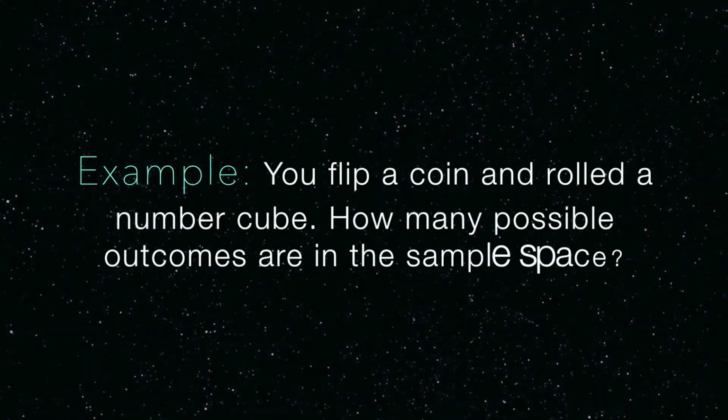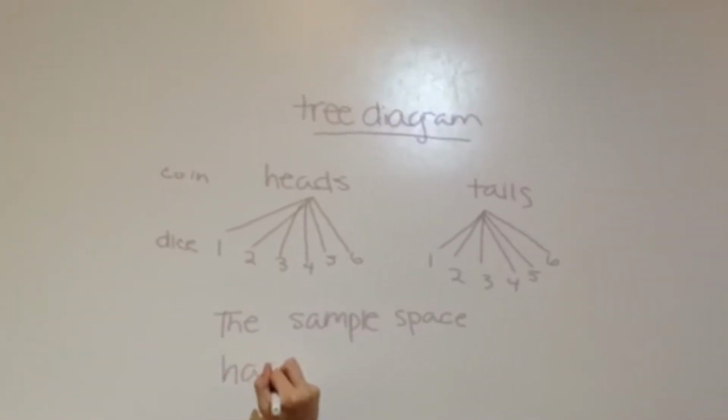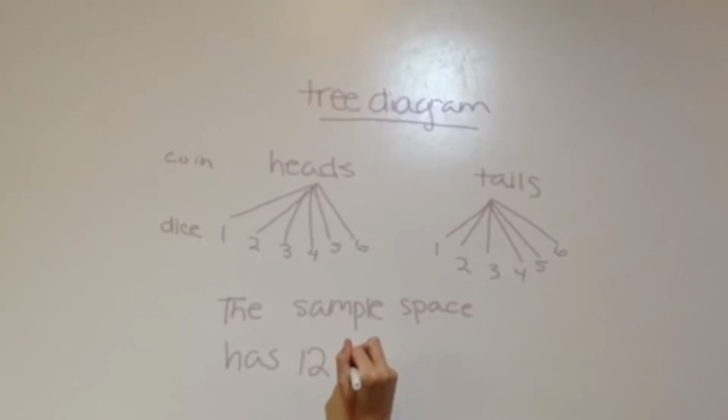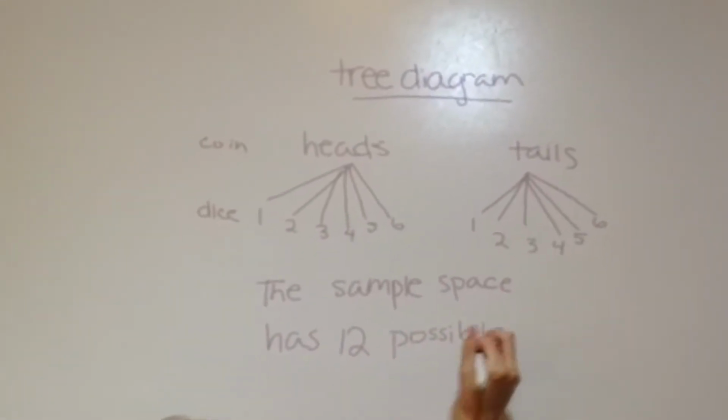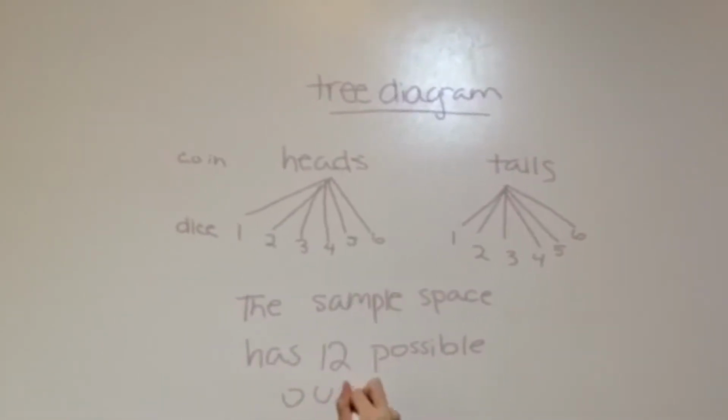You flip a coin and roll a number cube. How many possible outcomes are in the sample space? The solution is to use a tree diagram to find the outcomes in the sample space. The sample space has 12 possible outcomes.